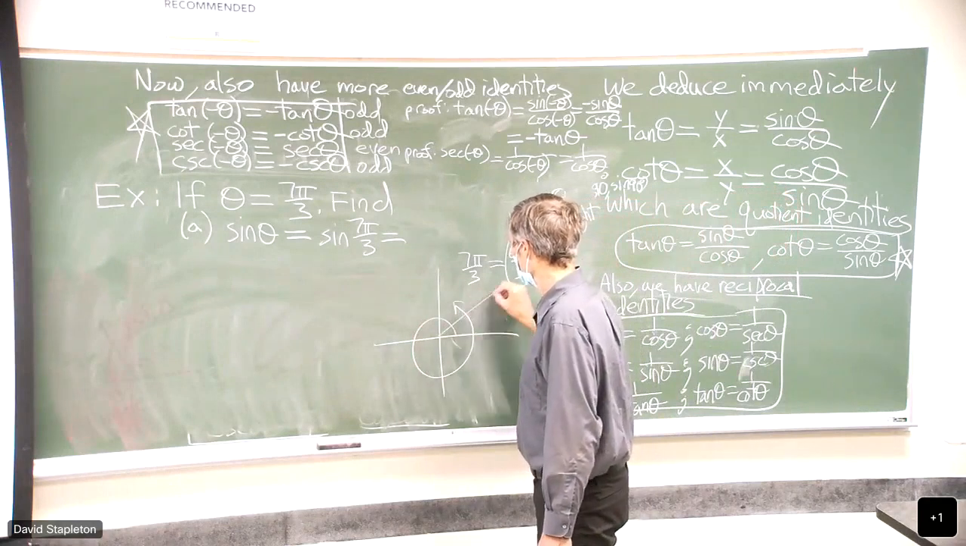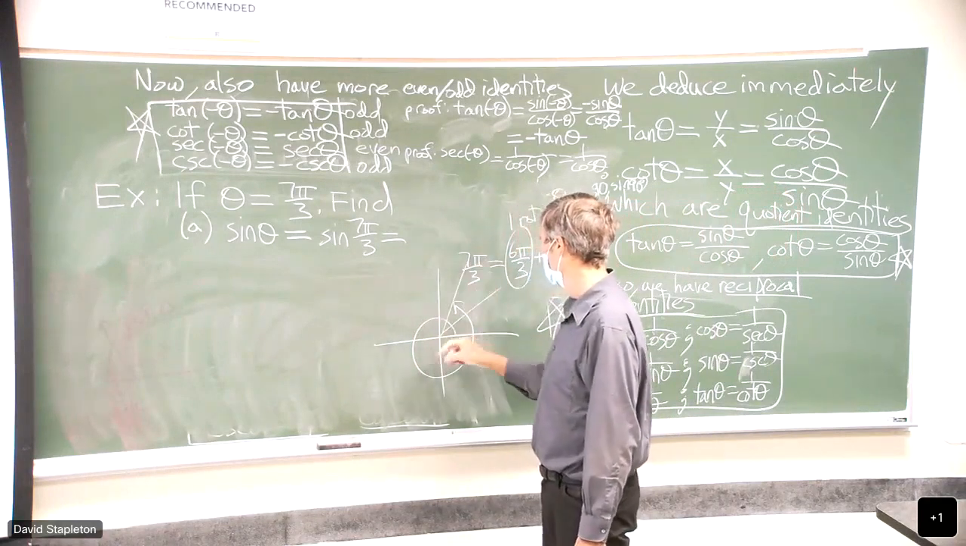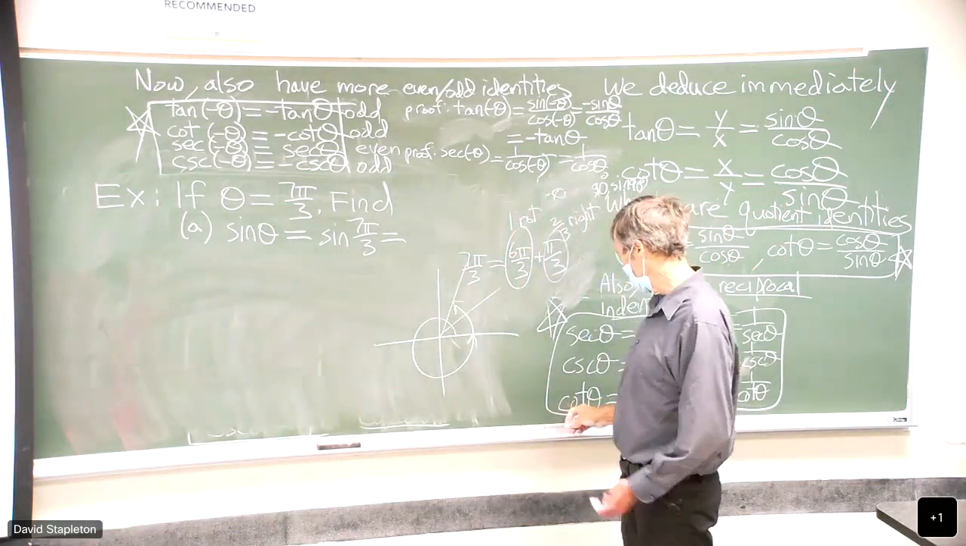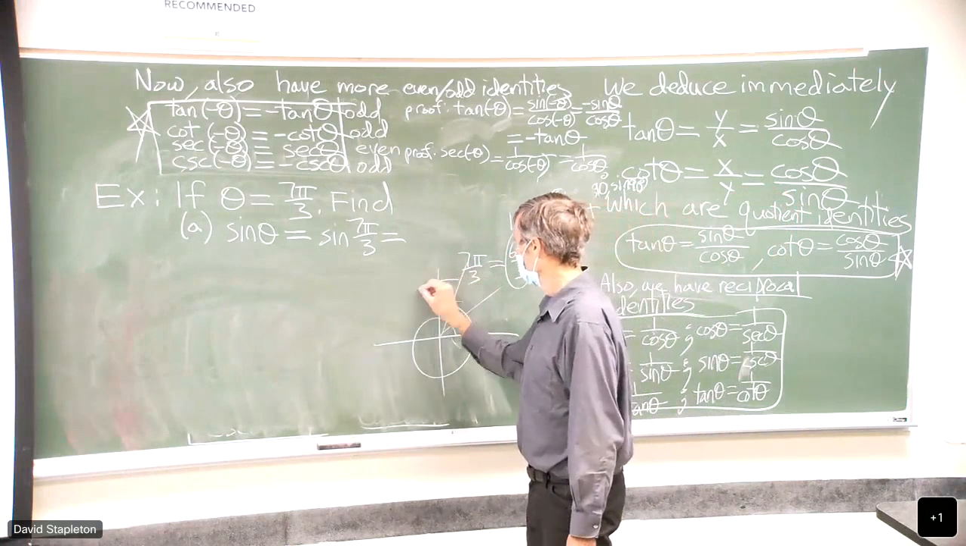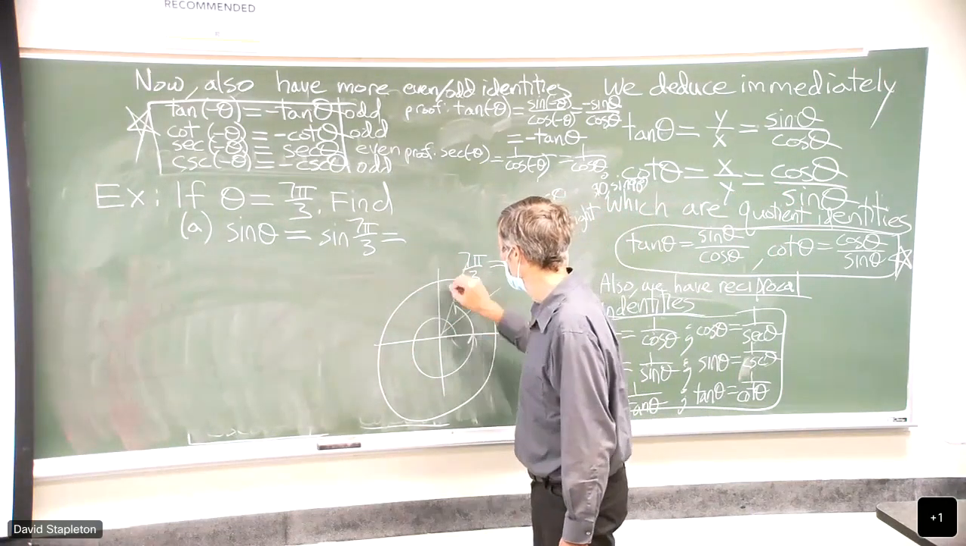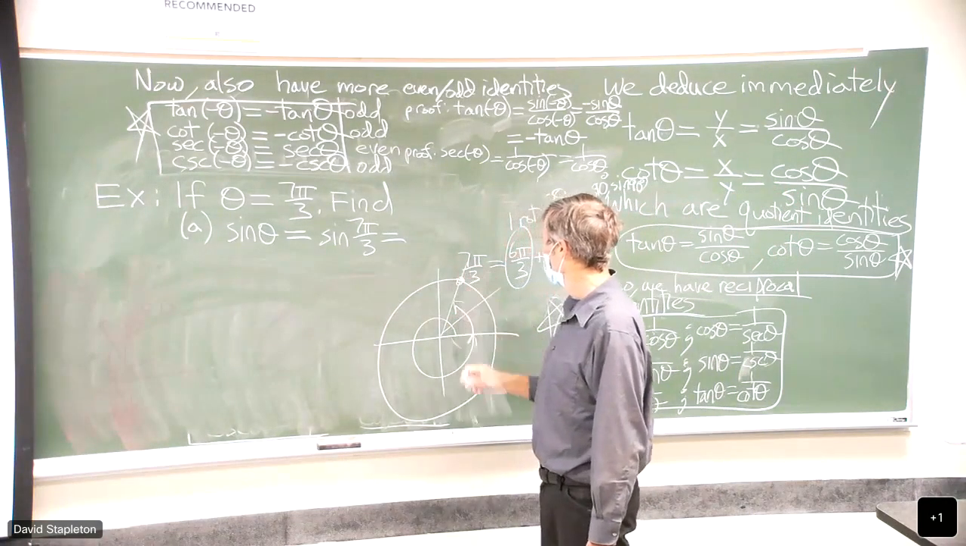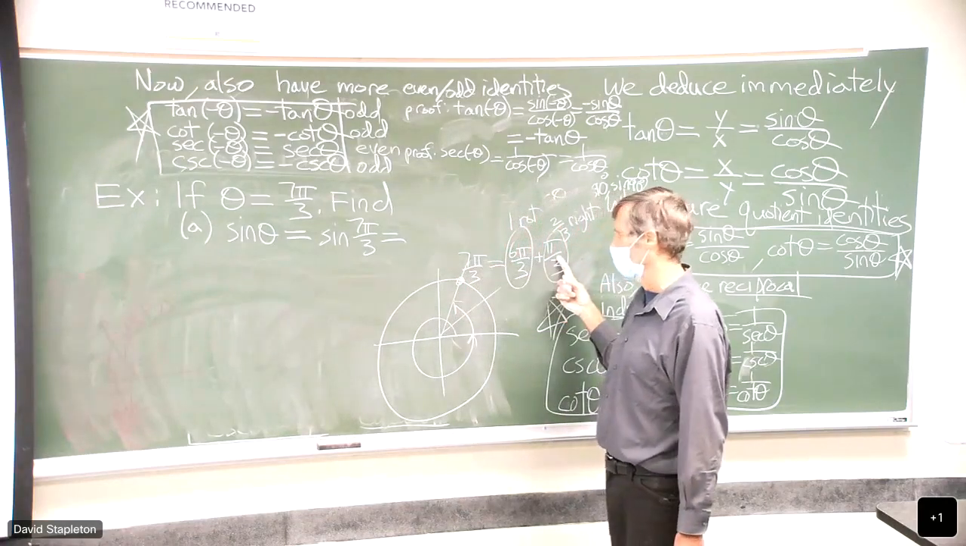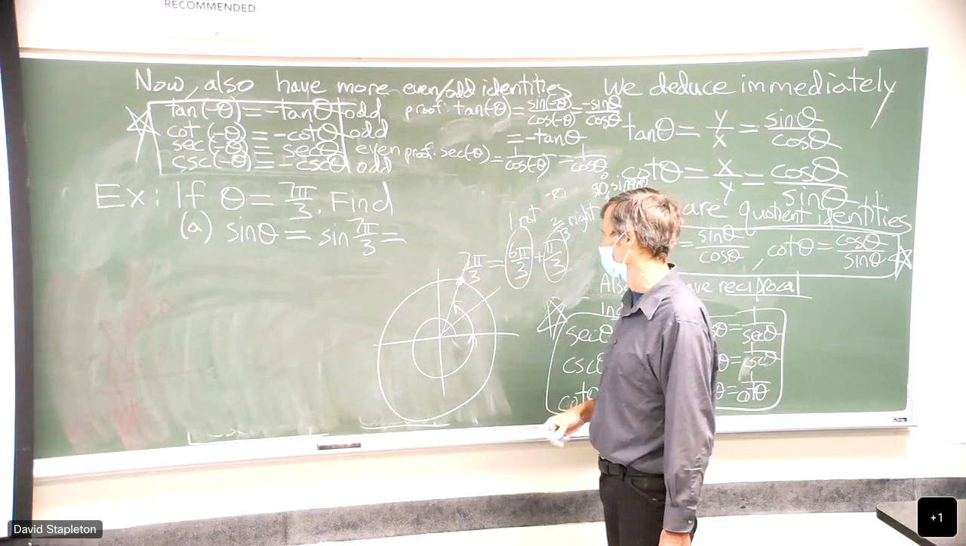I can break up the first quadrant into 3 equal parts. Here's my rotation. Here's my 2/3 of a right angle. And what I do is I put the unit circle here. This is the terminal ray for this angle in standard position, right?